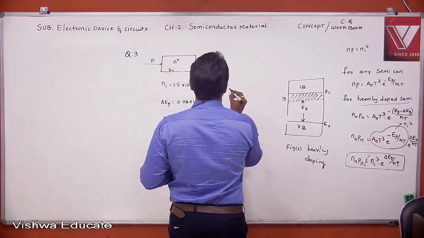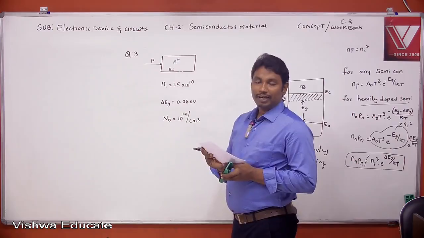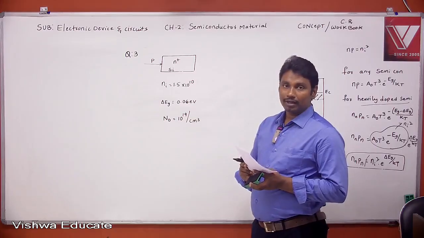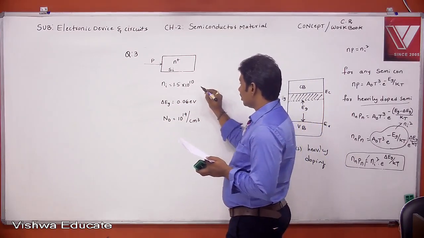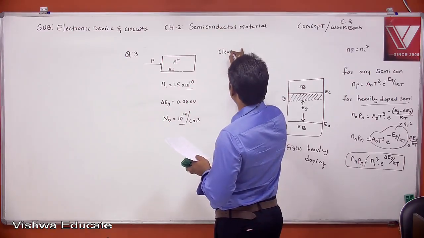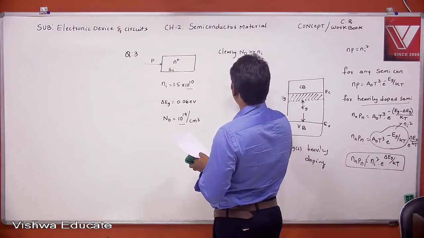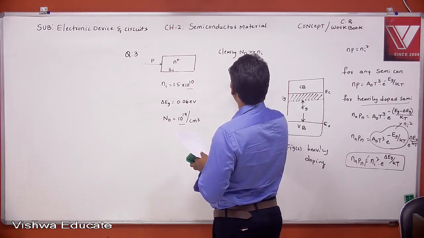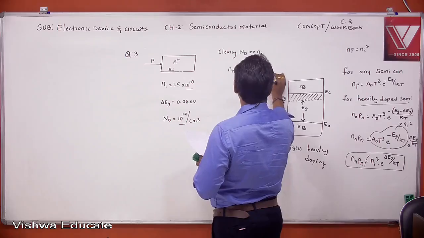How to calculate free electron concentration and hole concentration? We have two formulas: one is the exact formula, another is the approximate formula. Which is suitable for this example? Here Ni is 10 power 10, Nd is 10 power 19. Clearly Nd is far greater than Ni, so we can go for approximation. That is, Nn is approximately equal to Nd, which is 10 power 19 per centimeter cube.